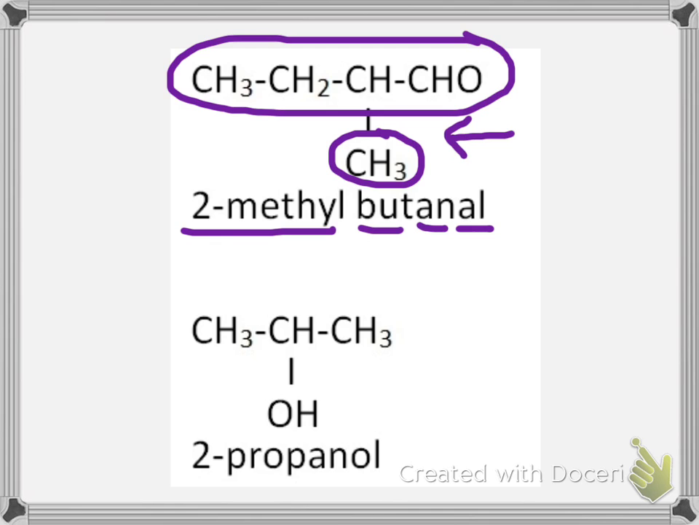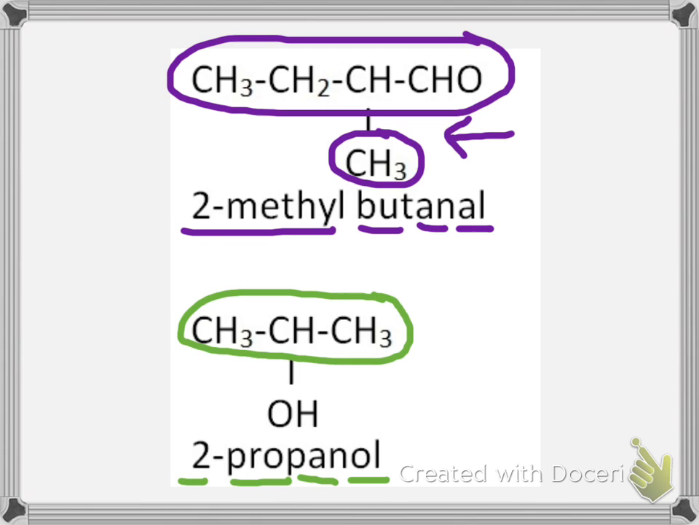For the second example, we have our longest continuous chain over here. We would start counting from either side because the functional group is in the middle. So it's on carbon number 2. We have three carbon atoms, only single bonds, and the functional group for alcohols.